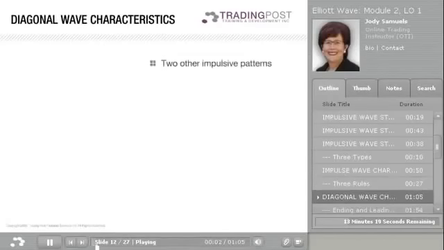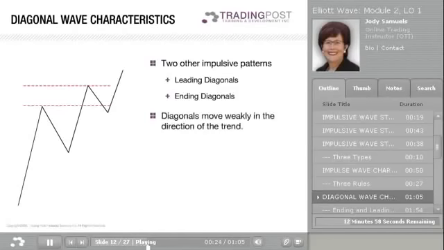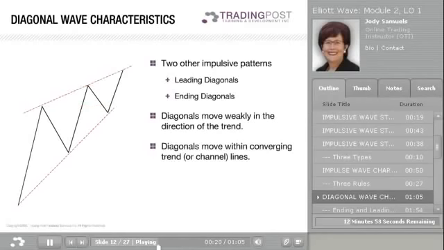There are 2 other impulsive Elliott wave patterns which move with the larger trend. They're called leading diagonals and ending diagonals. The diagonal wave structure is different from the impulse wave structure. While impulse patterns strongly move in the direction of the trend, diagonals move more weakly in the direction of the trend. Diagonals move within converging trend or channel lines.